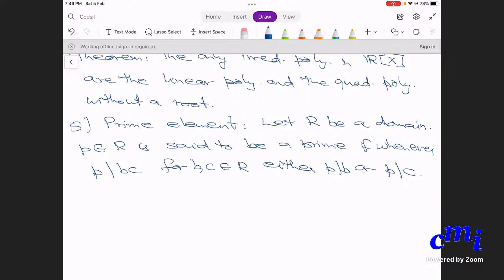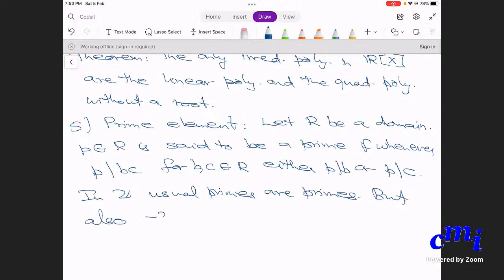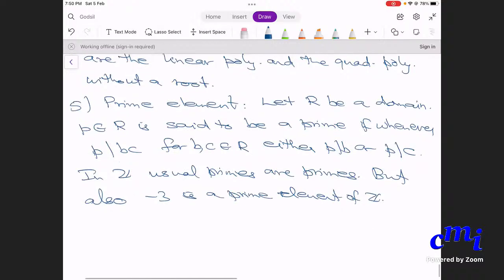Again, we know examples of primes. In Z, for example, the usual primes are primes. But also, according to this definition, -3 is a prime element of Z. If -3 divides the product of two elements, then it is easy to see that -3 has to divide one or the other, using the fact that 3 is a regular usual prime. So in Z, the usual primes are primes.